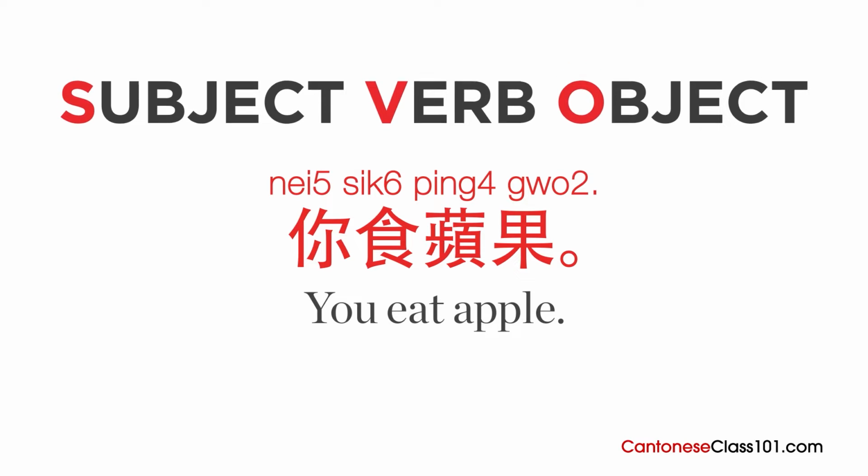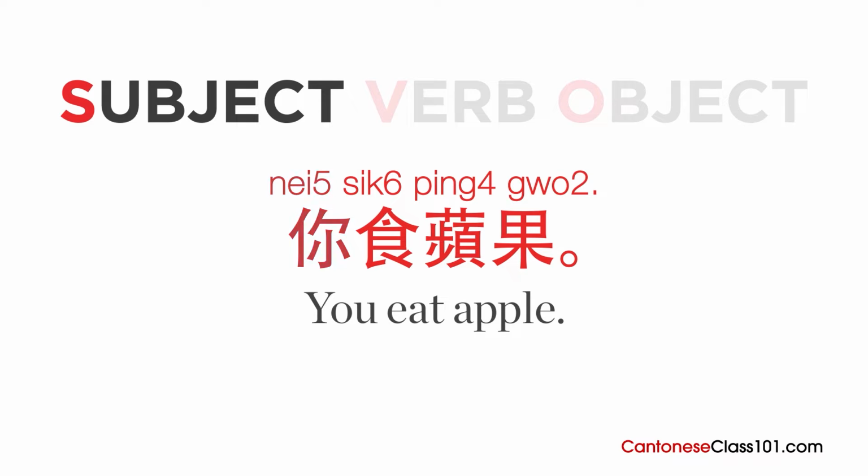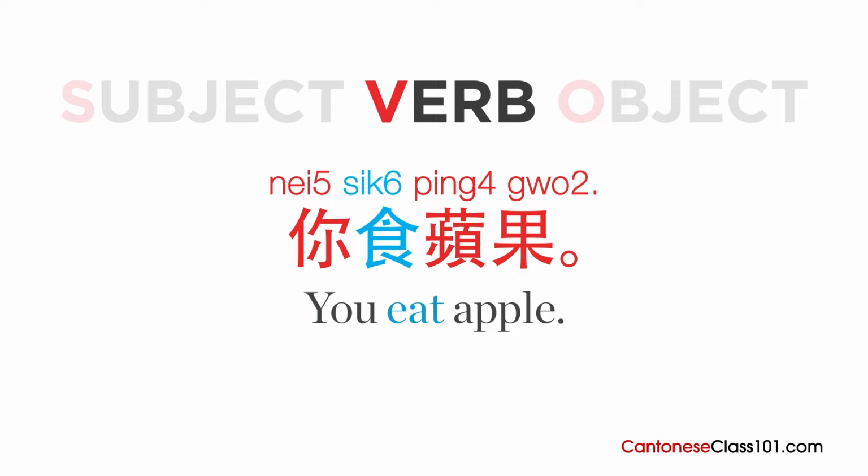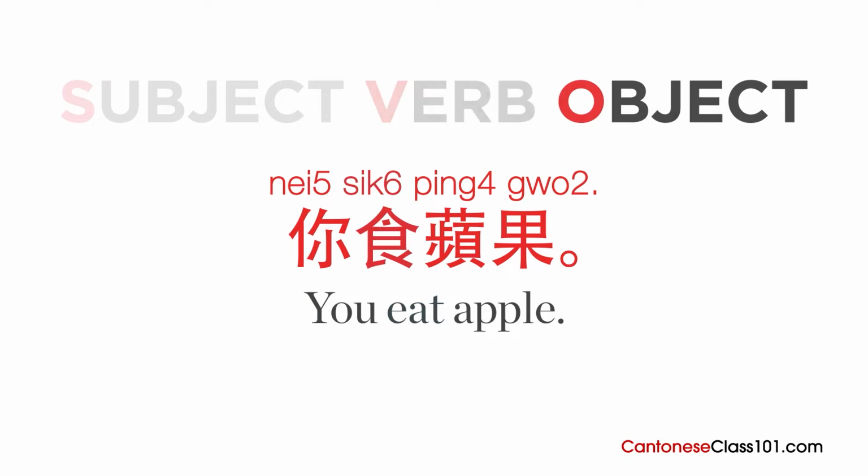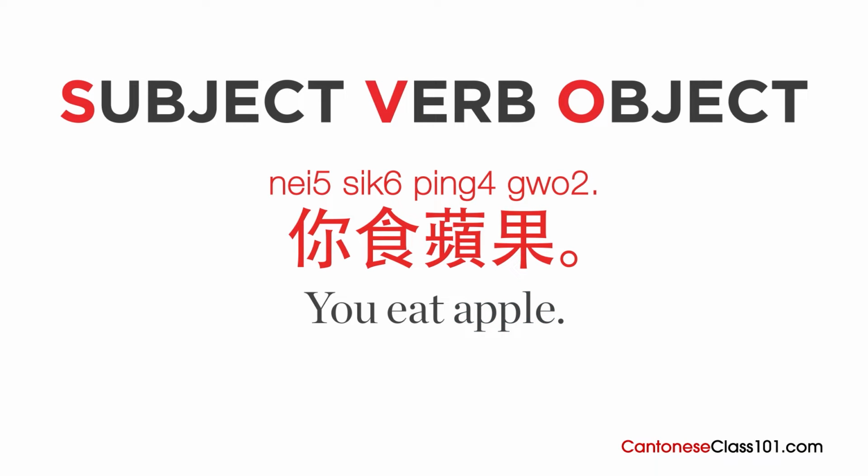Yet, the word order is similar to English. So in fact, Cantonese is not that difficult. We start with the subject, 你, meaning you, then the verb, 食, meaning eat, and finally, the object, 蘋果, apple. That's how we form basic sentences in Cantonese. That's really simple. What about negative sentences?